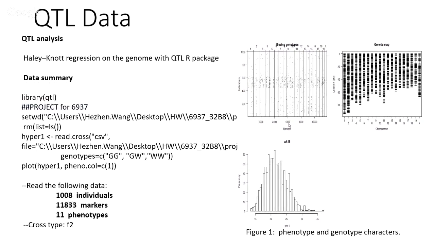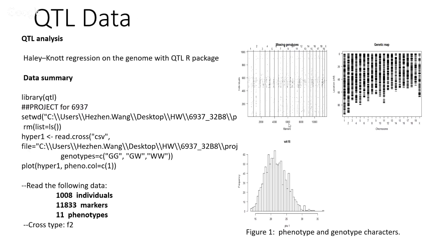Firstly, let me see the basic structure of the data. With this R code, we can see we have 1,008 individuals and 11,833 markers with 11 phenotypes, but in fact only column 1, the weight at week 16, is the phenotype, and the cross type is F2.